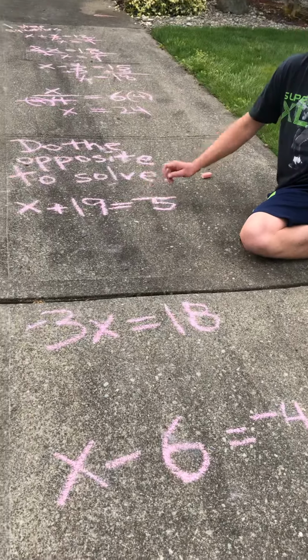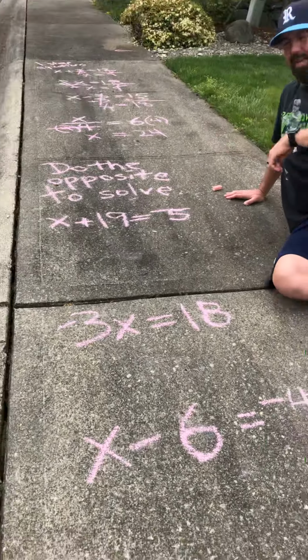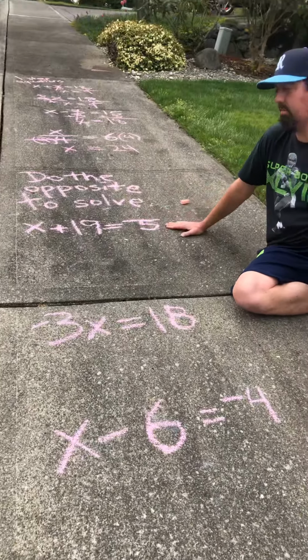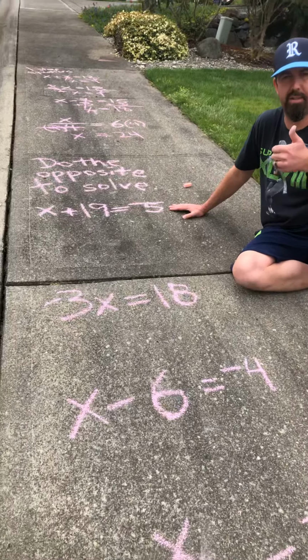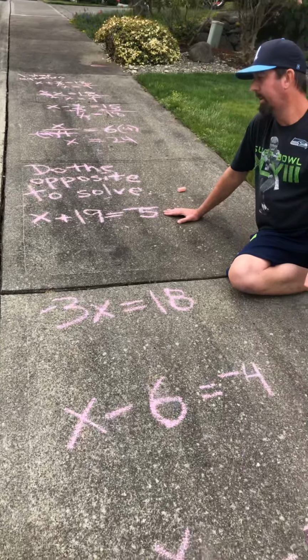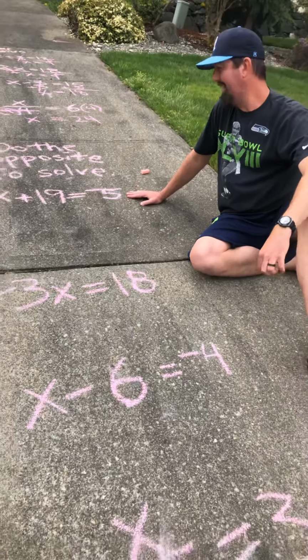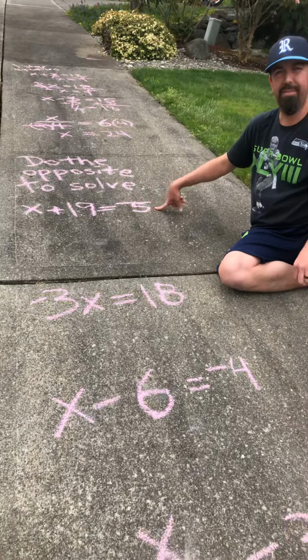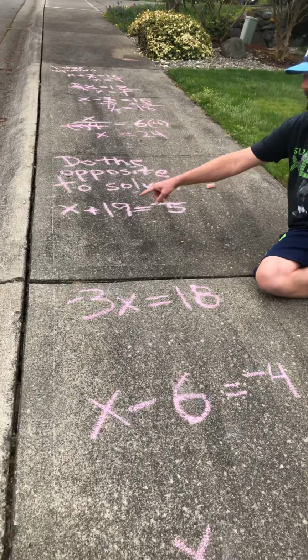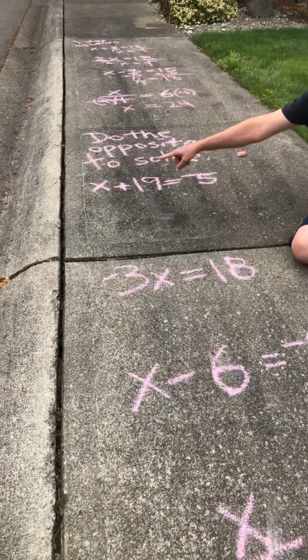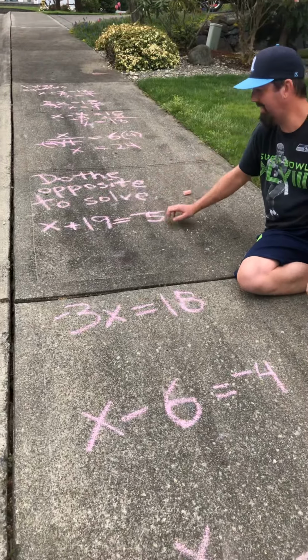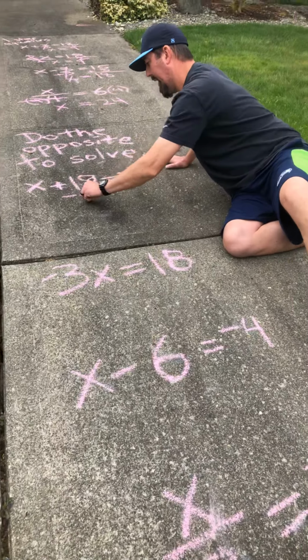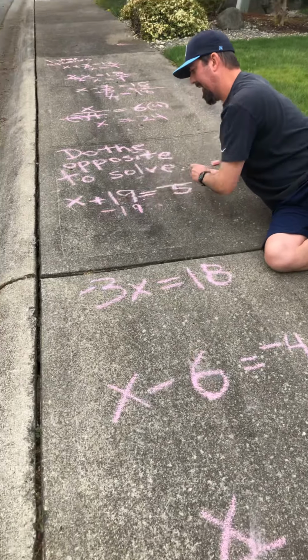We included some negative numbers here. These do get a little more tricky. So my equation reads, doing good, cameraman? All right. Equation reads x plus 19 is negative 5. Okay? So we see our variable is x. It's saying to add 19. We're going to go ahead and subtract 19.